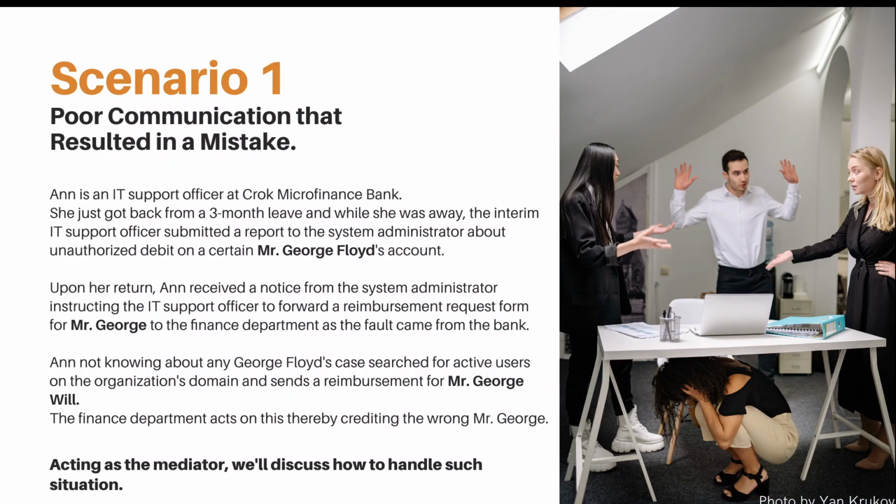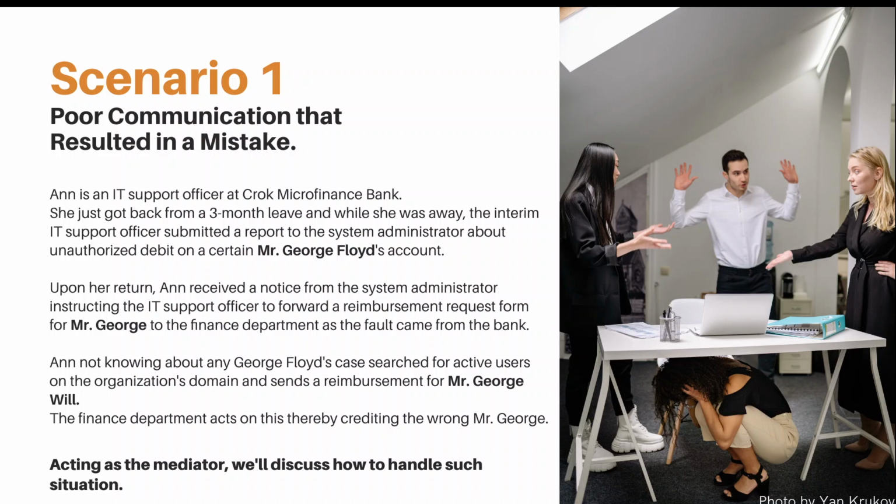Now, we know it is a microfinance bank, so it is possible it is a large organization where each employee does not know each other personally. It is highly probable that the system administrator, who carried out the investigation and instructed the IT support officer to forward a refund request form, did not even know that the IT support officer, Anne, was on a 3-month leave. All he got was a report from the IT support office and he acted on it.